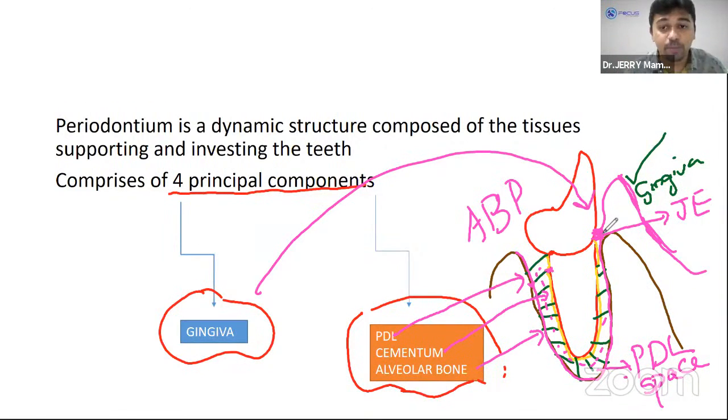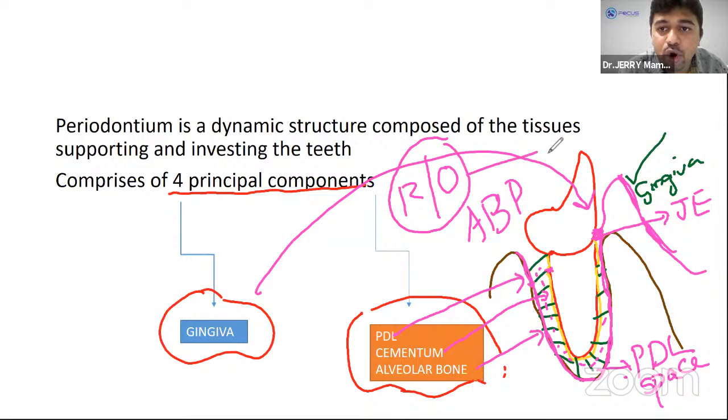Now, this alveolar bone proper, in a radiograph, appears as radio-opaque. What is that radio-opaque structure that you see in the X-ray? Very good, Preetham. Jaya, Sneha, excellent. It is known as lamina dura.